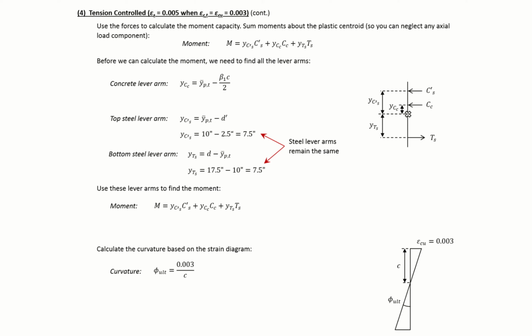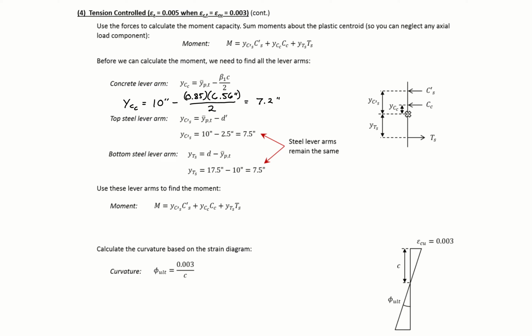We can then use these forces and our C, our neutral axis depth, to find our moment and our curvature. So first, again, we need to find our concrete lever arm. So Y C sub C is just our 10 inches minus beta 1 times our C, 6.56 inches, all divided by 2. Which will give us a lever arm here of 7.2.